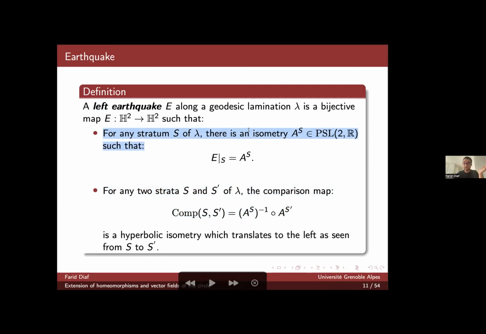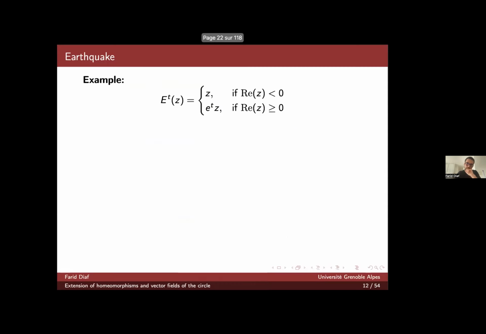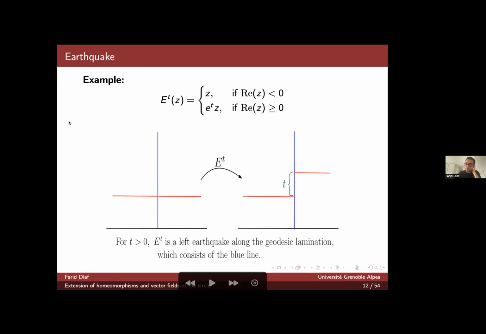So for example, if you don't have a geodesic lamination, if it is empty, we can make the convention that an isometry is a particular case of earthquake. Okay. So let me give an example. The example is the following. You take z if the real part is negative, and you take exponential tz if the real part is positive. And this is the picture, in fact. Okay, so this is a left earthquake. If t is positive, let's say this is a left earthquake. If t is negative, this is a right earthquake. So this is how the map behaves on the hyperbolic plane.